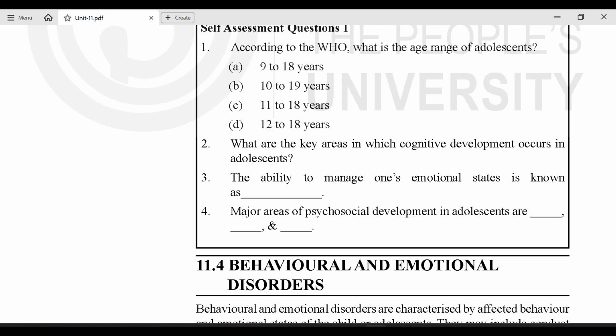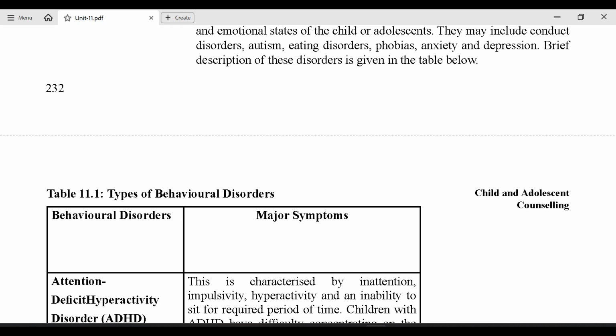11.4 Behavioral and emotional disorders. Behavioral and emotional disorders are characterized by affected behavior and emotional states of the child or adolescent. They may include conduct disorders, autism, eating disorders, phobias, anxiety, and depression. A brief description of these disorders is given in the table below.